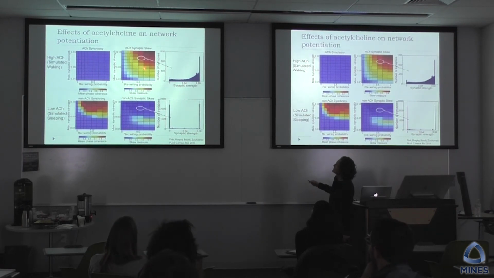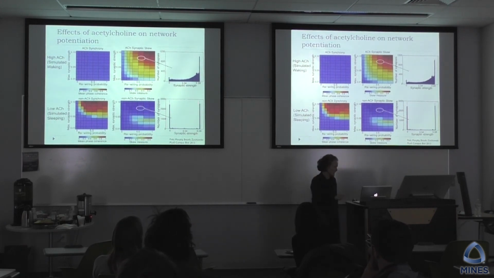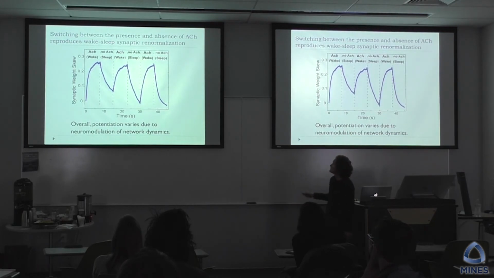What we found is that when we had this asynchronous firing in simulated high acetylcholine, so simulated waking, we could get overall potentiation of synapses. So here's a histogram of the synaptic strengths, with overall potentiation. But when we had this synchronous firing, say in low acetylcholine cases, like simulated sleeping, we got this bimodal distribution of synaptic strengths, where some of the synapses were potentiated, but some of them weren't. And if we switched the acetylcholine level up and down as would happen between waking and sleeping states, we could get this potentiation during waking and then this sort of renormalization during sleep.